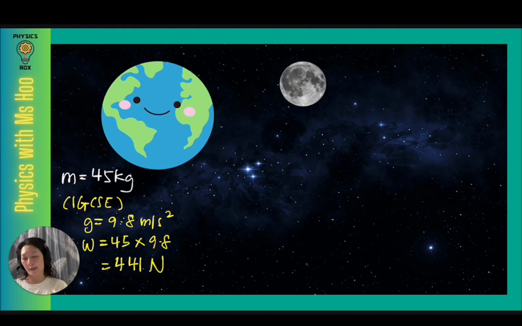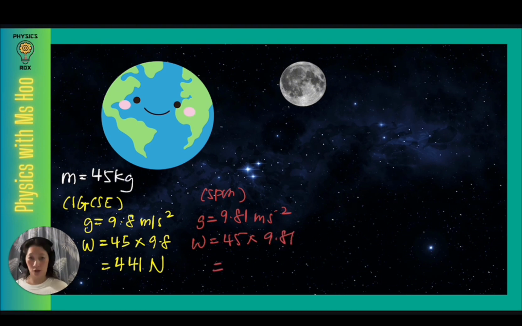If you're taking SPM, the method is exactly the same. It's just that the value of g is 9.81 meters per second squared. So the weight would be 45 times 9.81, which gives us 441.45 Newton. So how you calculate it is the same. It just depends on the value of g that's given to you in your examinations.